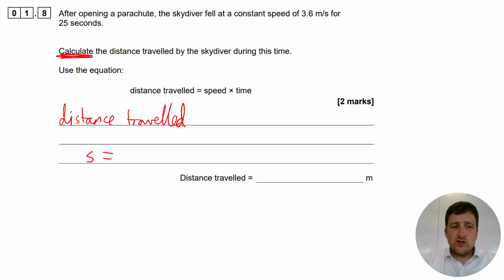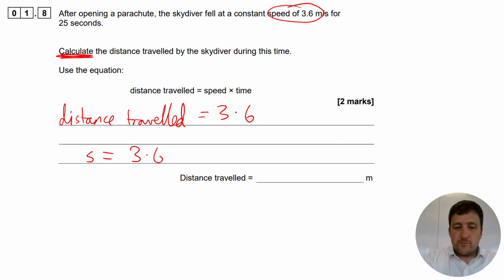On your equation sheet, it will give you both of these examples or options. They give you the speed in the question, because it says speed is 3.6, so we've got 3.6 in each of our examples, and then we always do the function, which is multiply, and time is our 25 seconds. If we do those together, that equals 90 meters.